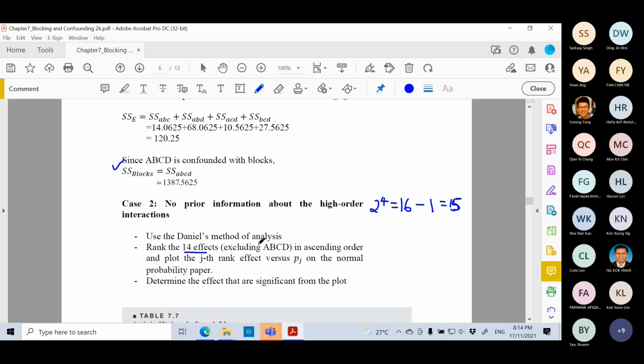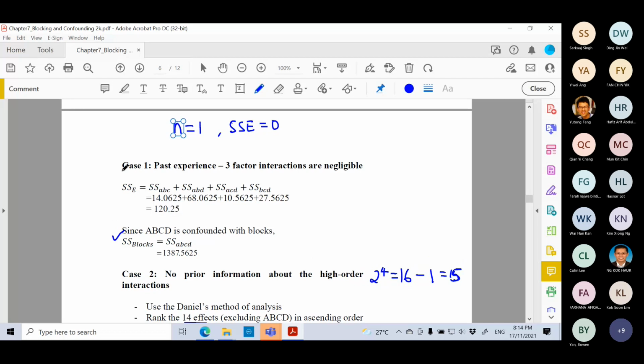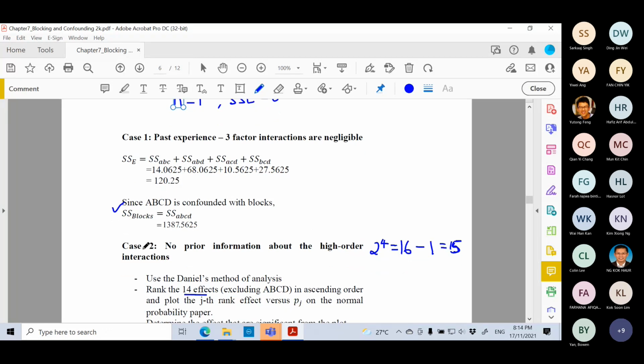Then from the normal probability plot, you can check which are the important factors to be considered. Those are the important factors to be considered, then we will include them in the analysis of variance table. Okay, so you have two options. Either you choose the first one or you choose the second one.